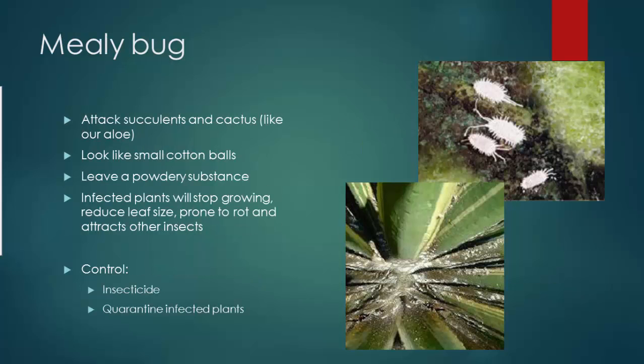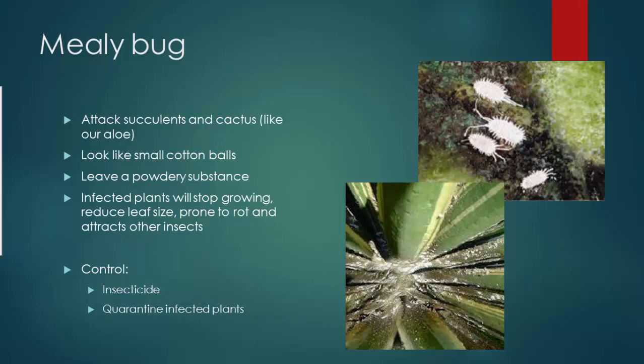A mealybug. Mealybugs are one of the easier ones to spot because they have cotton ball shaped bodies. They'll leave a powdery substance that's usually white. It's important to be able to tell the difference between a mealybug and powdery mildew. With mealybug, you'll see the little tiny bugs. Plants will stop growing. They'll reduce in leaf size. They'll be prone to rot.